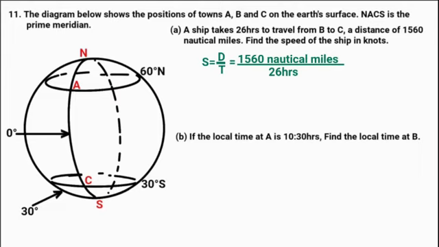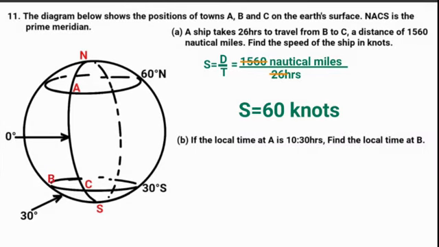Then we divide 26 hours by 26, which will be 1. Then when we divide 1,560 by 26, it will give us 60. Now this 60 should be 60 knots. So this is the speed of the ship. It moved at 60 knots.